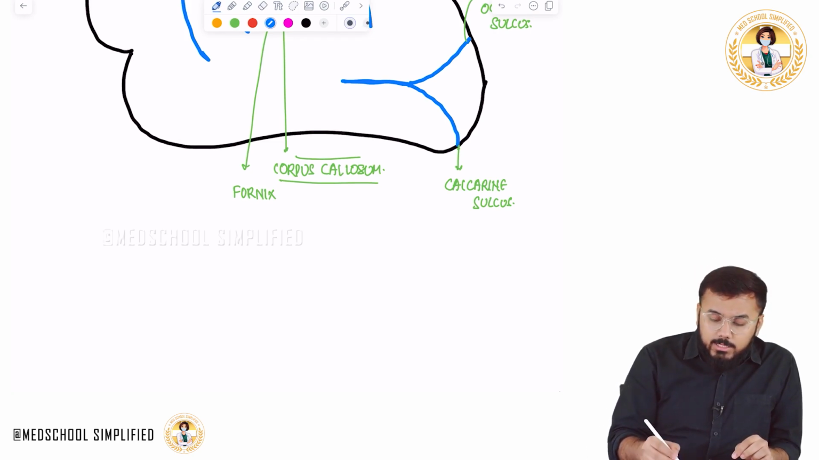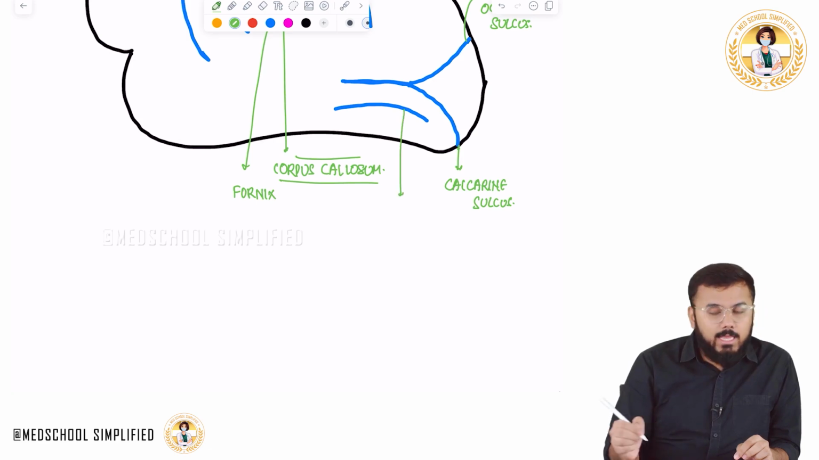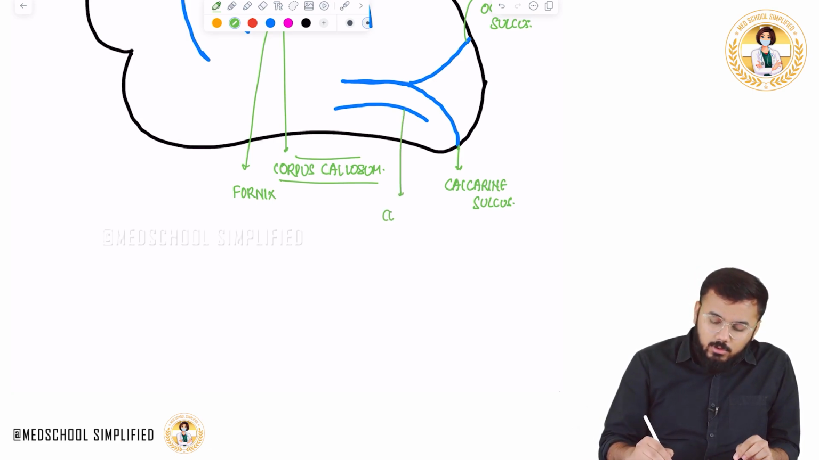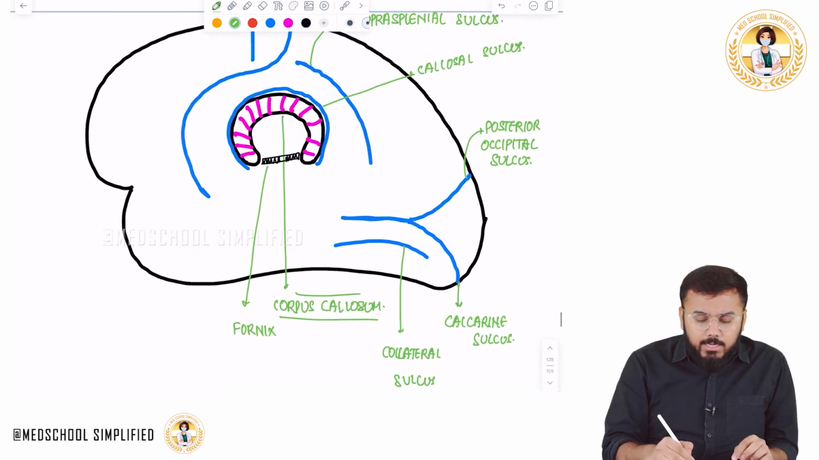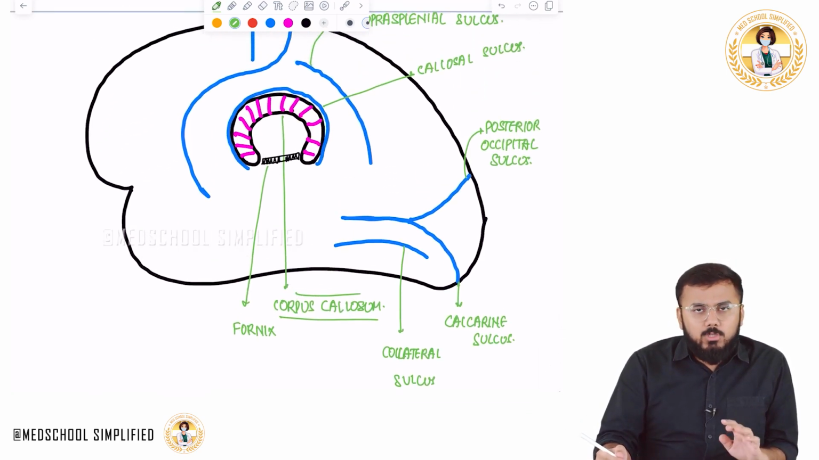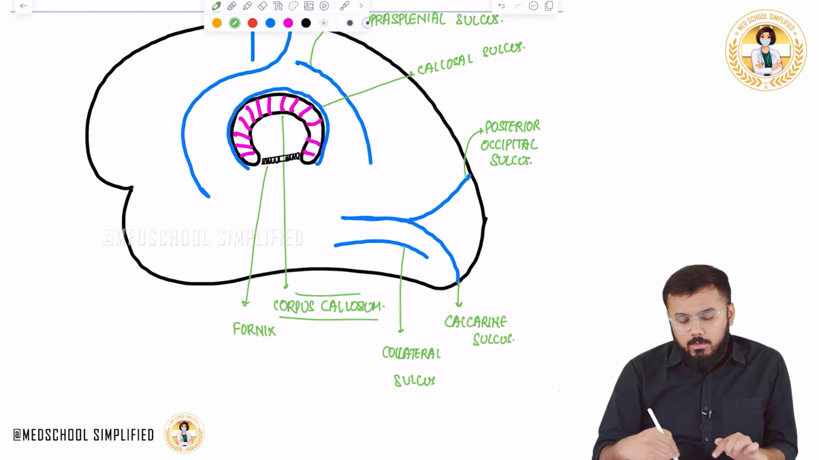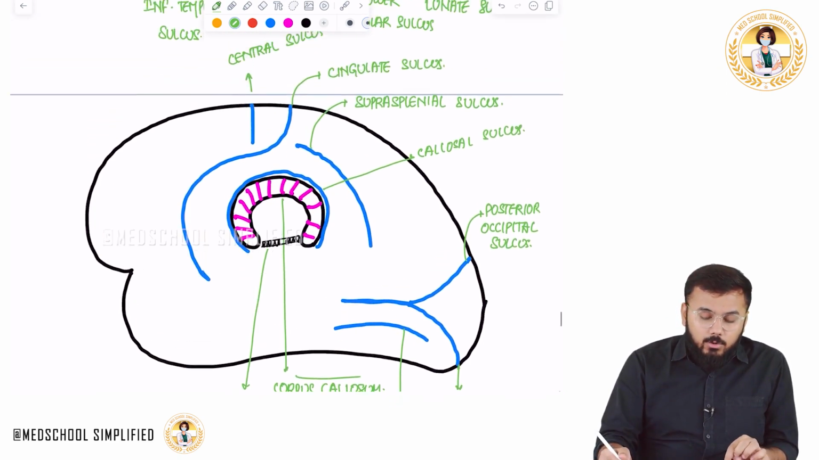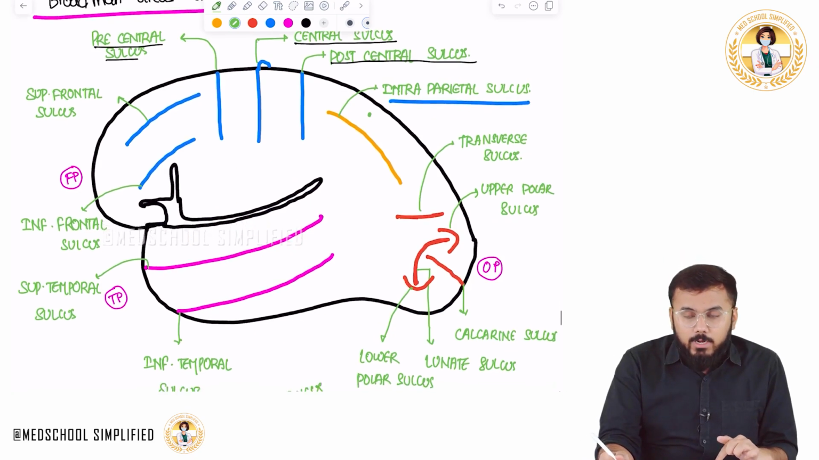Just beneath or parallel to this, we have got one more sulcus here, and this sulcus over here is called the collateral sulcus. Why? Because it is collateral to the calcarine sulcus, right? Now, just beneath this corpus callosum, there are many more sulci we have to discuss, but this is not needed right now.